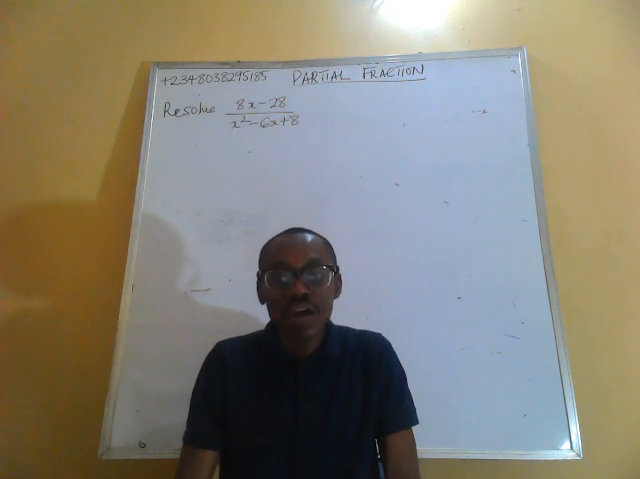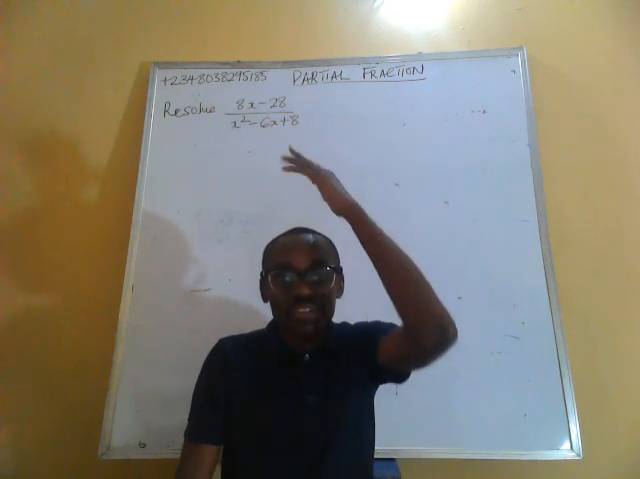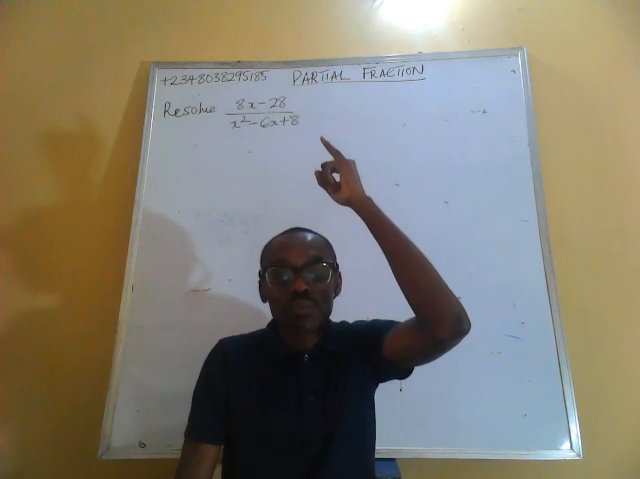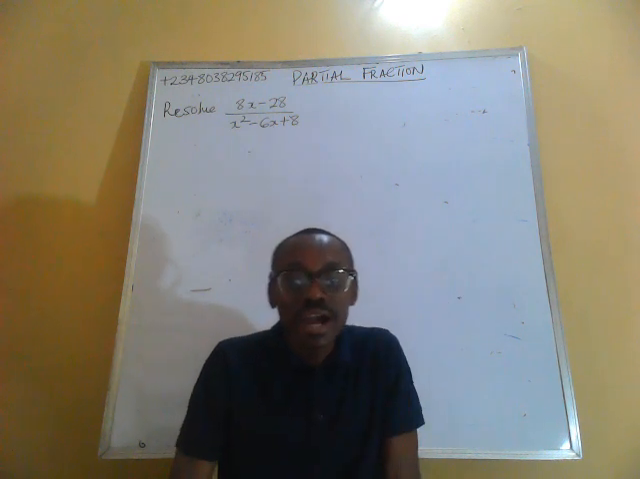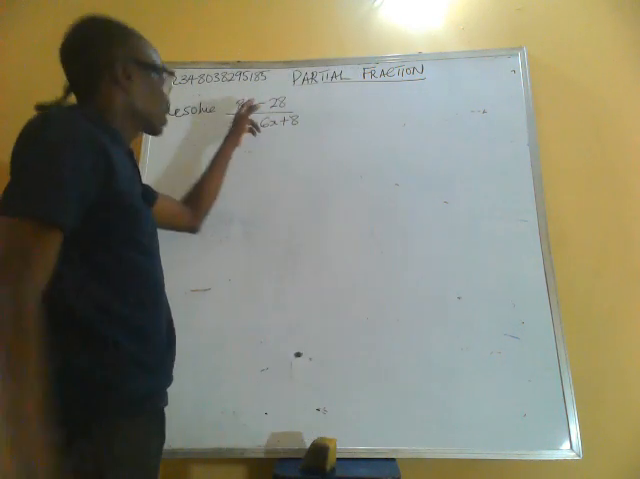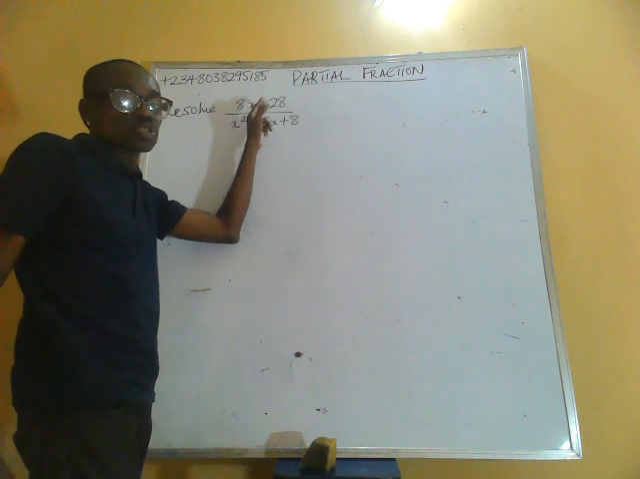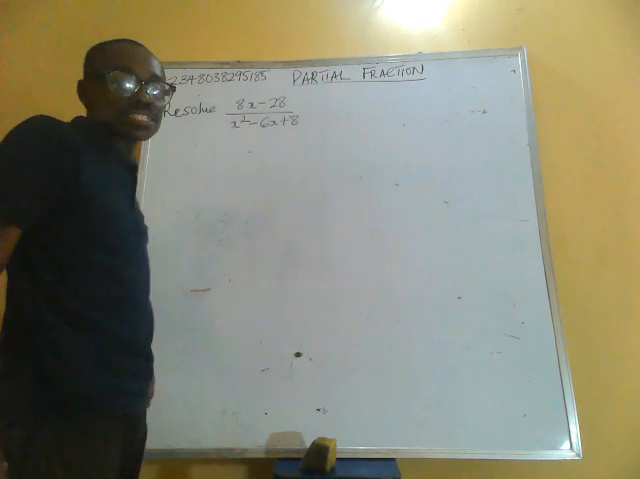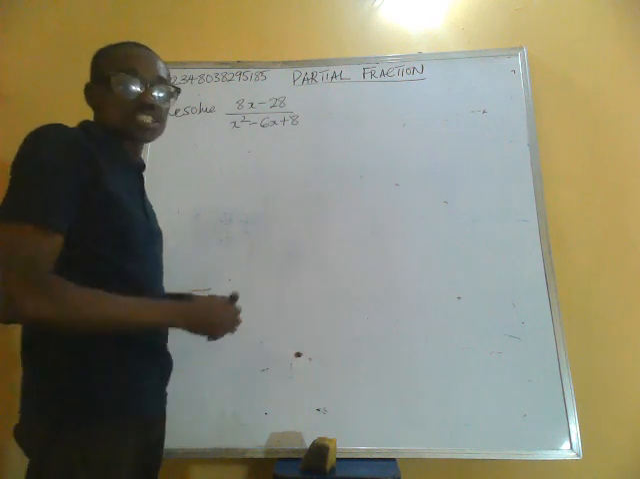So let's move ahead. We have that question on the board which we want to resolve into partial fractions. We had already done one example; this is our second example. So let me go ahead and start once again. We have 8x minus 28 over x squared minus 6x plus 8. Resolve into partial fractions.